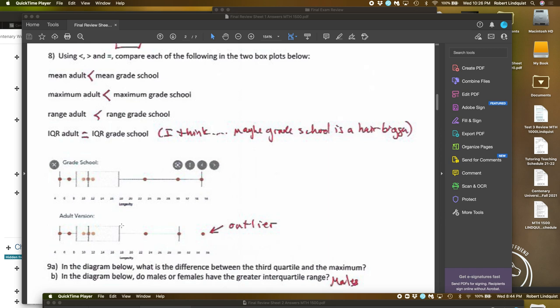The mean of the adult should be less because if you look at where these things are lined up, with the exception of the maximum, they are all equal to or smaller than the one maximum score. So that's going to bump the grade school up higher. This one out here is called an outlier. It's not part of the box plot. That's why it's not included from the line on down.